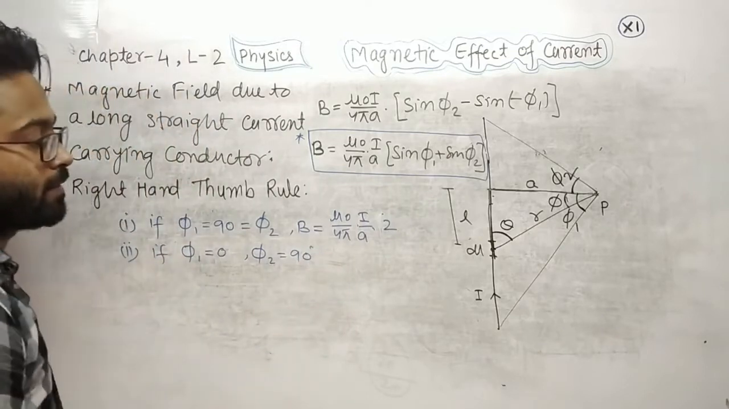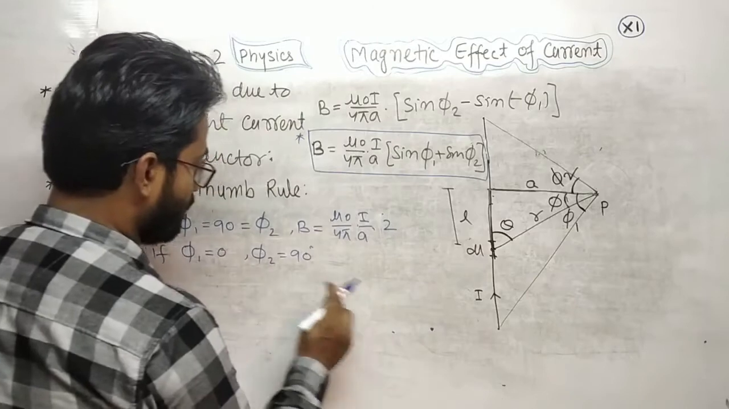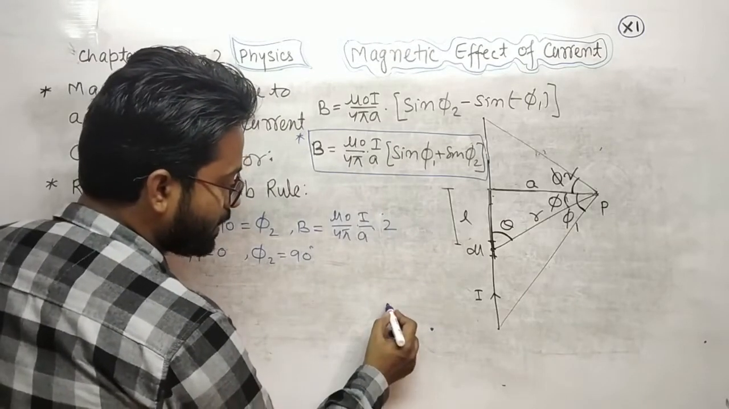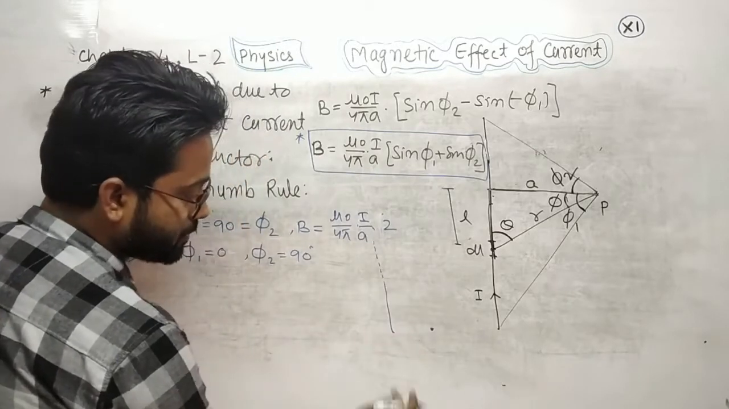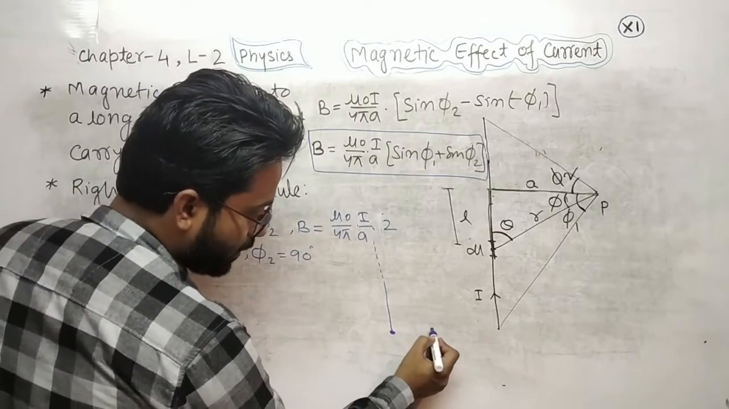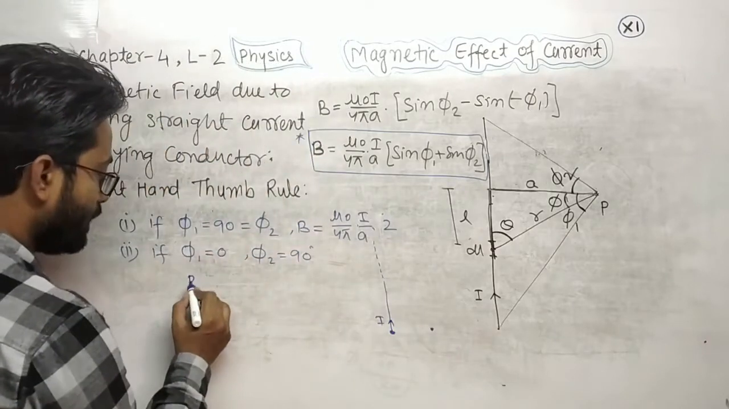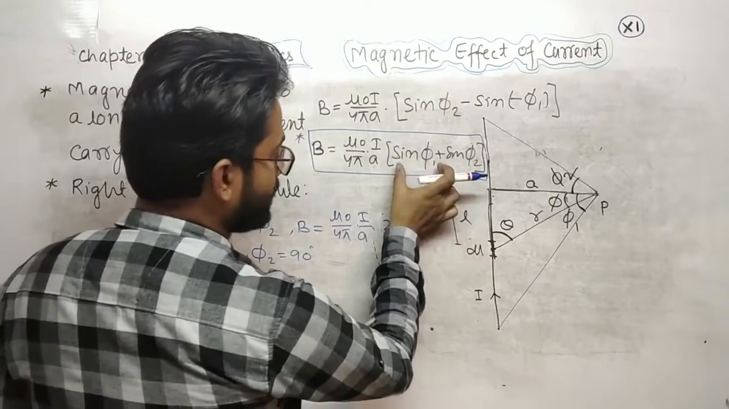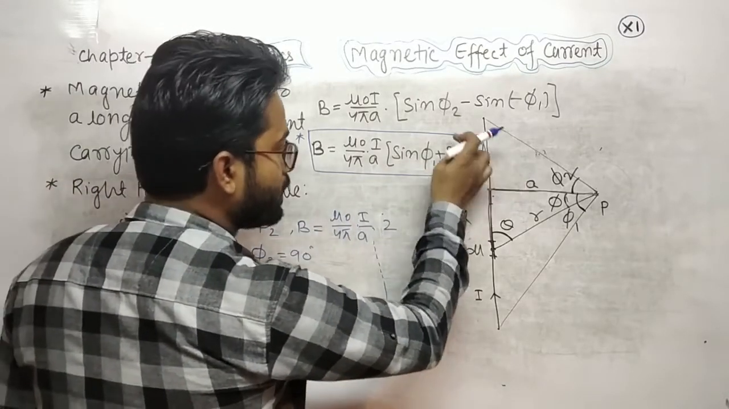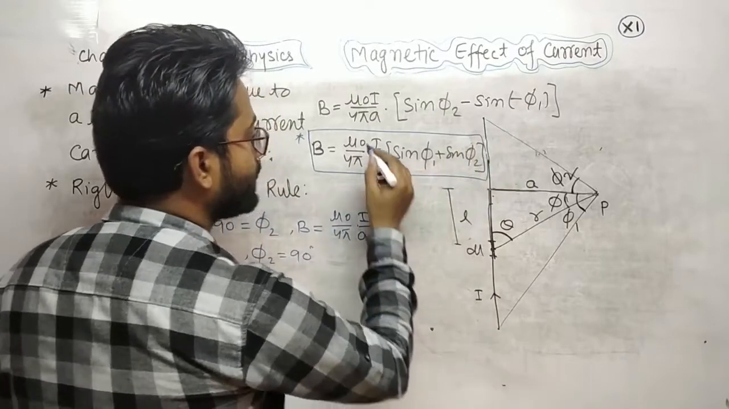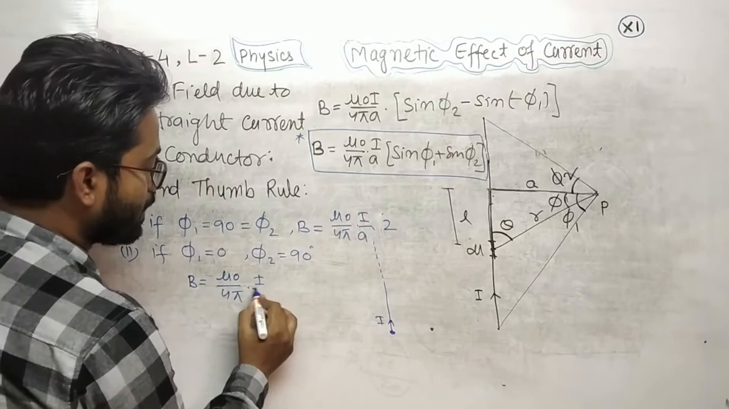Second case, if phi 1 is equal to 0 and phi 2 is equal to 90 degree, that means this is the point and phi 2 is 90 degree, so the wire extends up to 90 degree and here the wire is absent, and we need to calculate the magnetic field at that point. Current is I. Phi 1 is 0, that is 0, and this is 90, that is 1, so this bracket is 1. The final answer will be mu naught upon 4 pi, I by A.